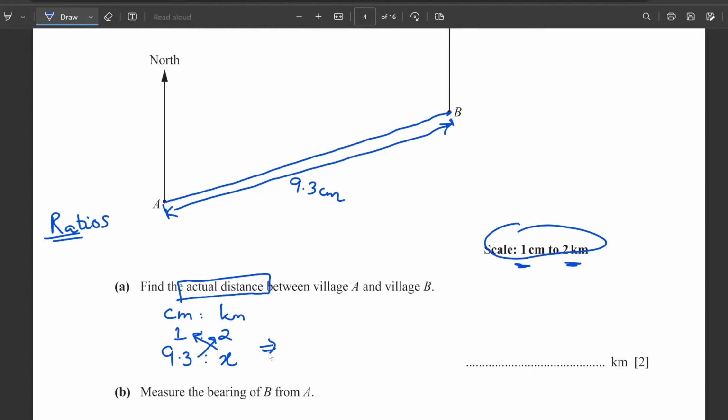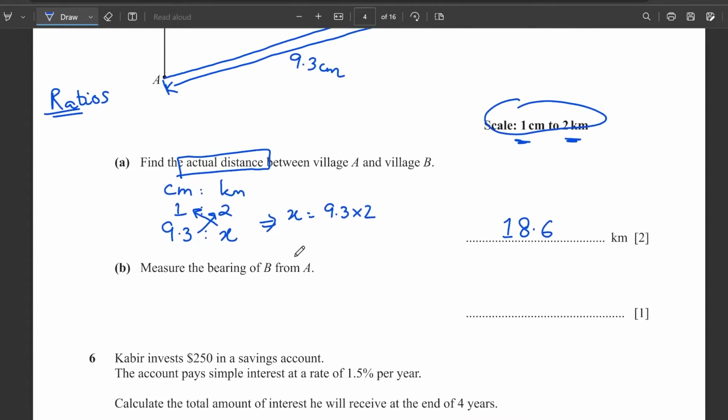When you cross multiply this, you will realize that x is equal to 9.3 times 2. You won't have the calculator, so you have to do it manually. So it's very easy. Just 3 times 2 is 6, 9 twos are 18, 1 decimal place, so 18.6. Easy as you like. Next part, measure the bearing of B from A.